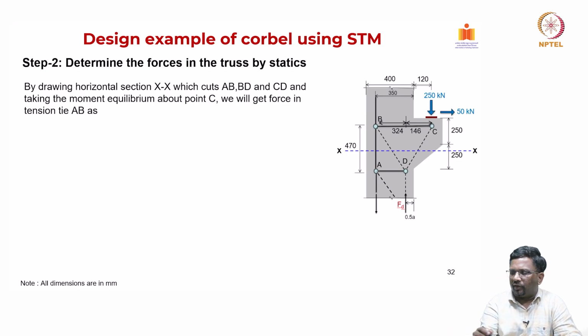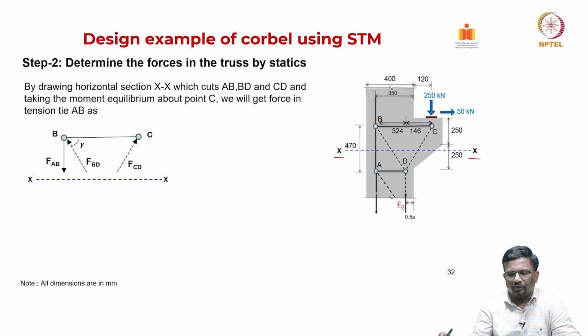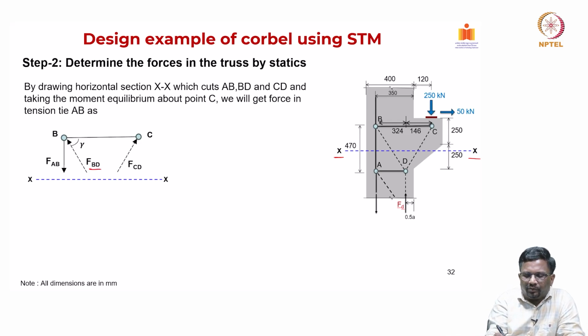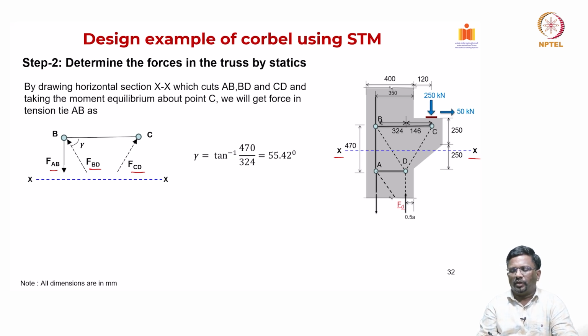So you can take a horizontal section like this XX, which is going to cut AB, BD and CD. Now BD and CD we already know, only thing we don't know is AB. So we can find out like this. FBD is known, FCD is known, FAB I don't know. So you can equate this angle gamma is 470 by 324, which is 55.42.